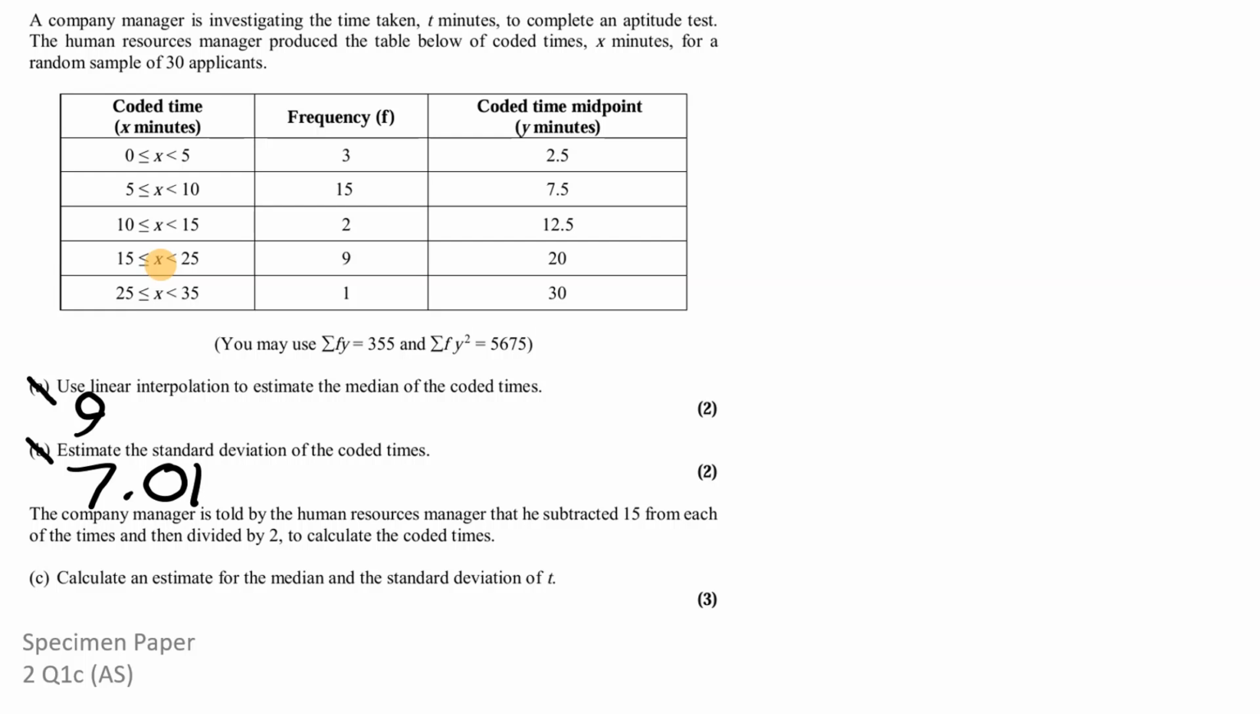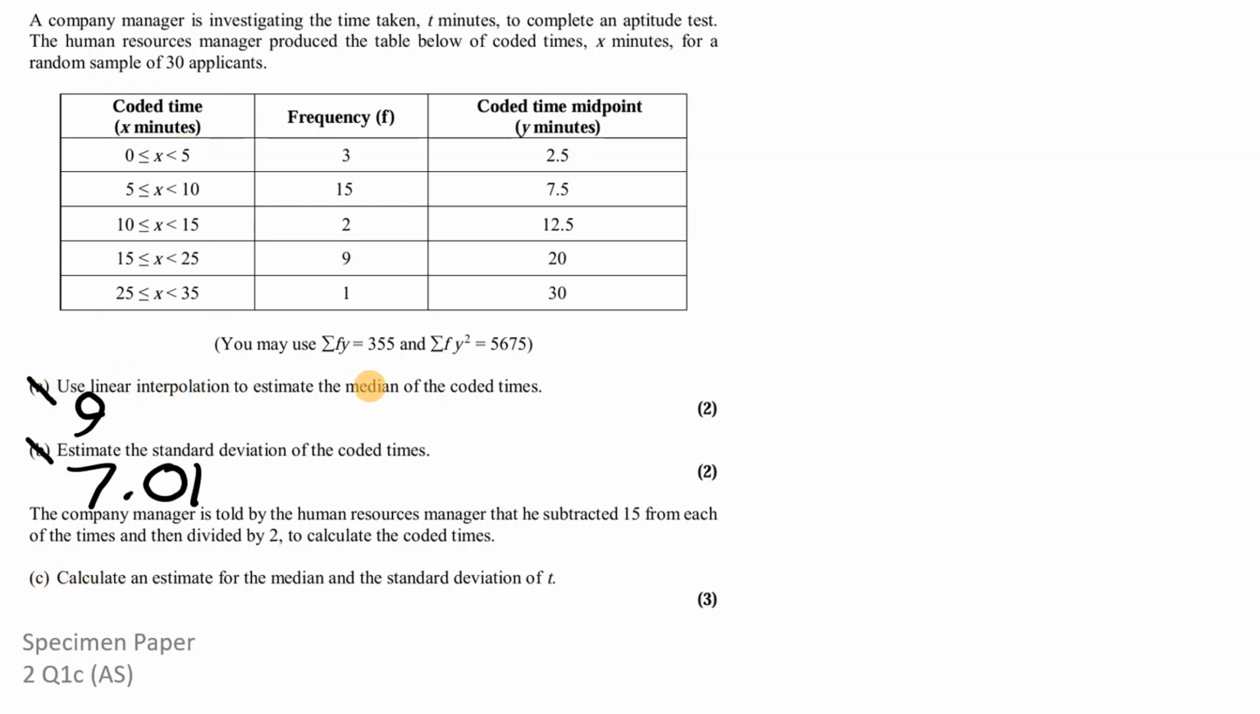Okay, so for this question, we're told a company manager is investigating the time taken in T minutes to complete an aptitude test, and the human resources manager produced the table below of coded times X minutes for a random sample of 30 applicants. And this is the grouped frequency table here. You don't really need this for part C.